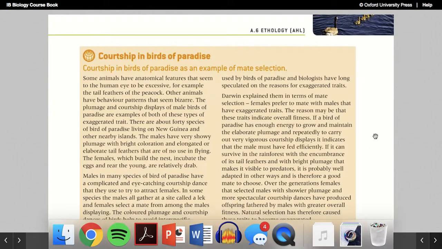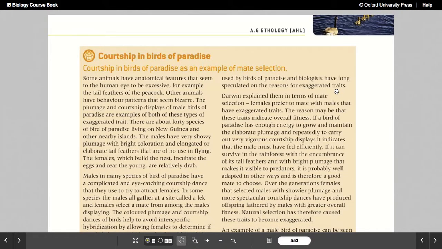Okay. And then birds of paradise, they do courtship based on how they look.